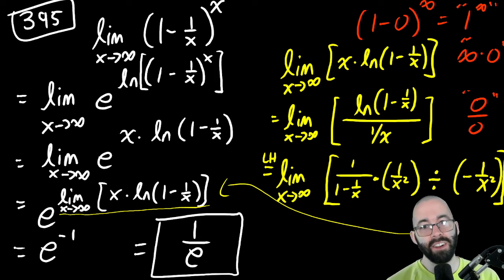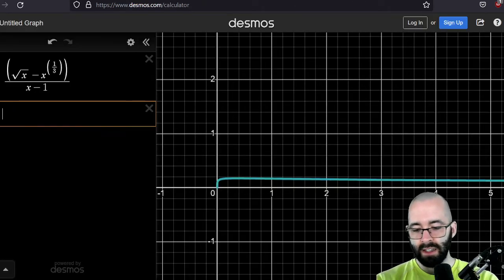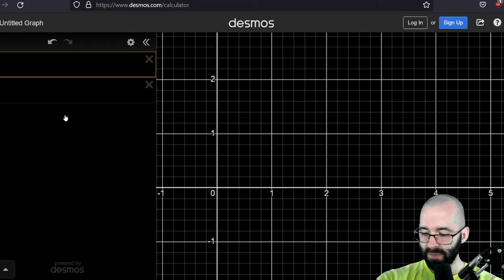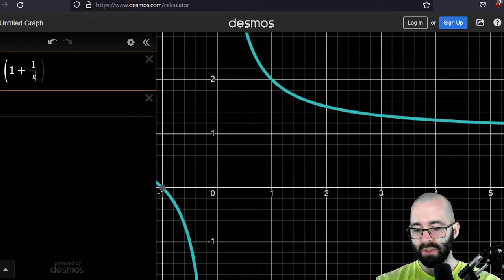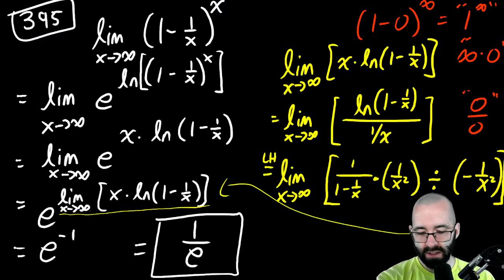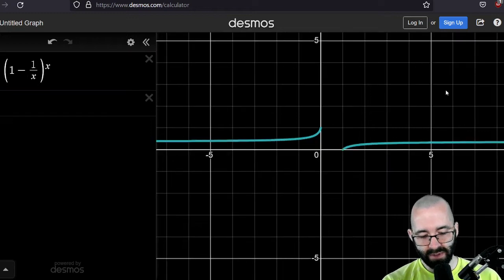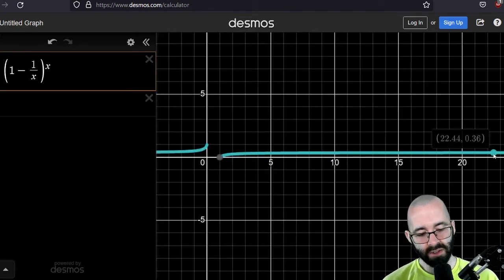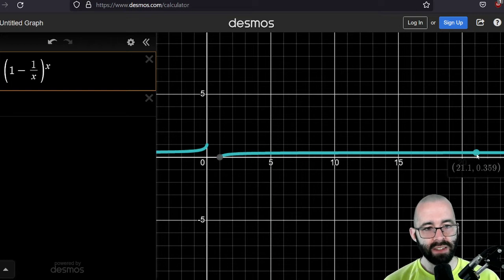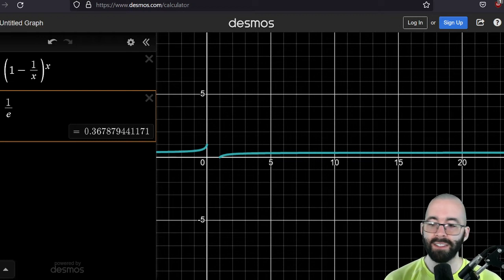Fun fact, this is actually very close to one of the definitions for e. There's a couple limit definitions of e, Euler's number, but we won't talk about that now. We have 1 plus 1 over x raised to the x, as x goes to infinity. Wait, was this it? 1 minus 1 over x. Good. As x goes to infinity, it's approaching about 0.36. What's 1 over e? Oh, okay. Close to 0.36.